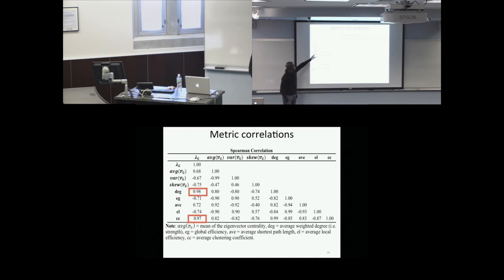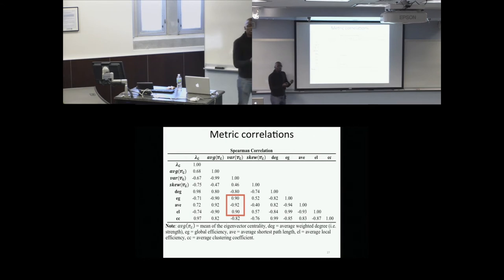There's average degree length, global efficiency, shortest path, local efficiency, clustering coefficient. And here are the metrics I use: spectral radius, EC variance, and skewness. What we see is that spectral radius has correlations with metrics that differ from the correlations that EC variance has.